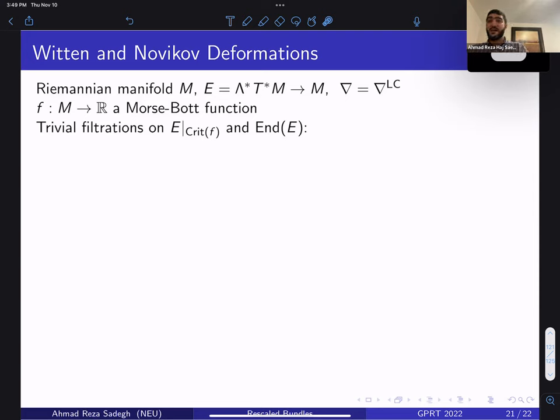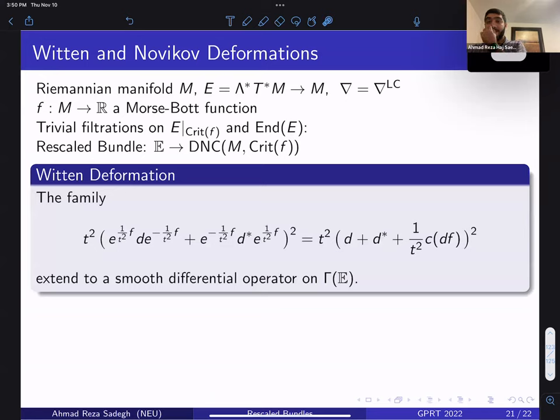And this time you might ask what filtration you take on this restriction and also on the endomorphism. You just take the trivial filtration. You might be tempted otherwise, because the exterior bundle is a graded bundle, so it has a very natural grading. But here we're going to ignore all that. If you ignore all that, you're still going to have a rescaled bundle. It's not a trivial bundle, but in a sense you use a trivial filtration to construct it. You obtain a rescaled bundle over this deformation to the normal cone of the embedding of the critical points of F inside M.